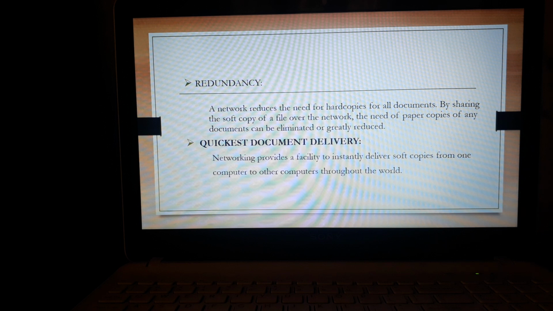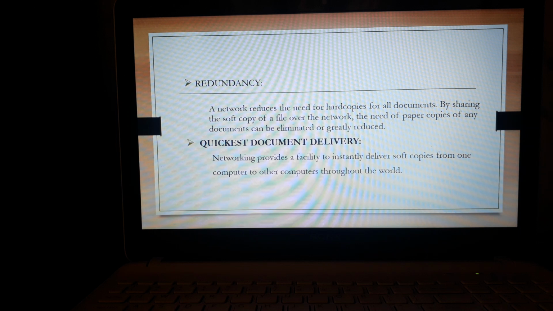Then redundancy. A network reduces the need for hard copies of all documents by sharing the soft copy of a file over the network. The need for paper copies of any documents can be eliminated or greatly reduced. Nowadays it is very important, like paperless work. Students, one of our main goals is to save our environment. For that purpose also, paperless work is a very important part.